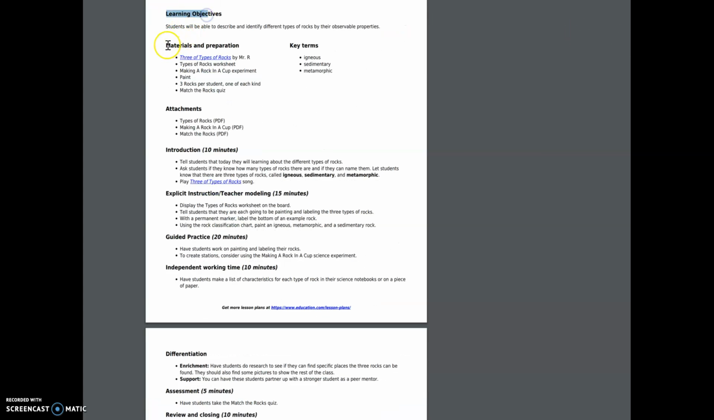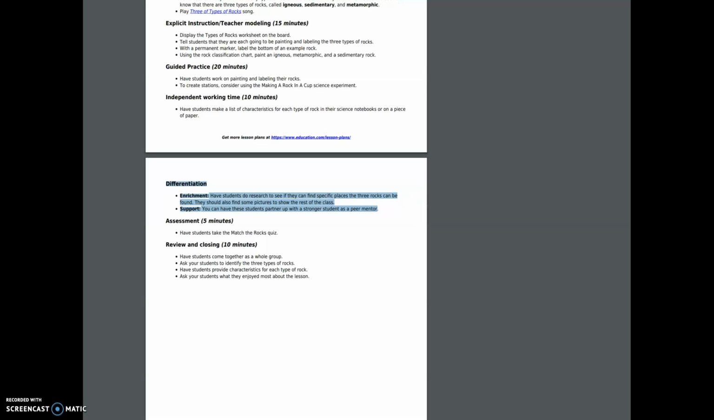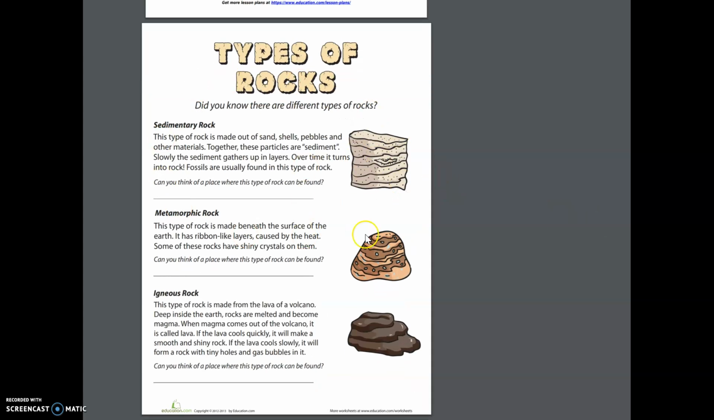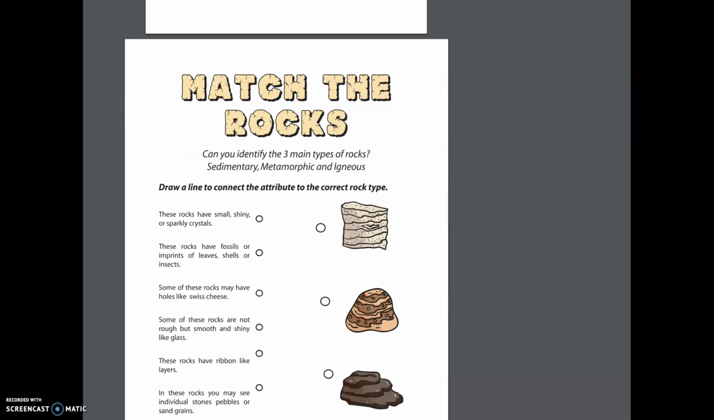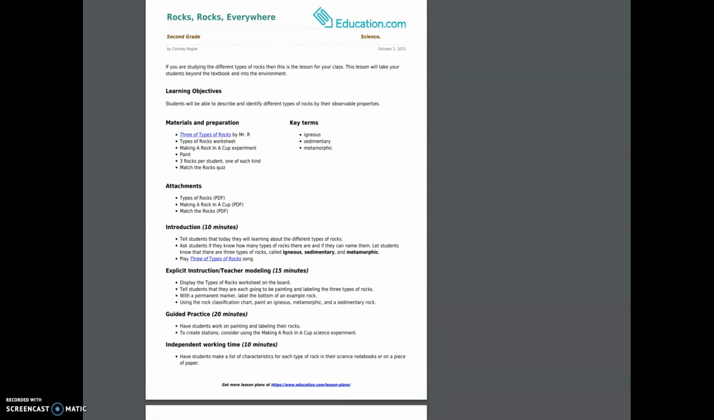It gives me my learning objectives, my materials, my attachments, so what do I need to print off, my introductions. It gives me time limits for each of these. If I keep scrolling down, it gives me differentiation on how to help different students if it needs to be harder or easier. It gives me the assessment, the review. It comes down and I have my question sheet. I also have my experiment and what I'm going to have students do, as well as my assessment and an answer key. I feel like this goes right underneath planning and preparation for domain 1. I believe domain 1 has been met.